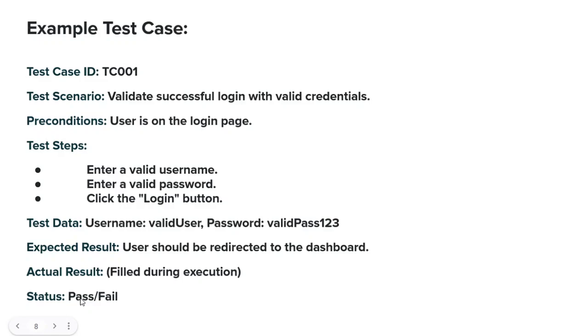And status can be pass, it can be fail, or it can be blocked as well. If the actual result and expected result are matching, that means test case is pass. If actual result is not matching with expected result, that means test case is fail.